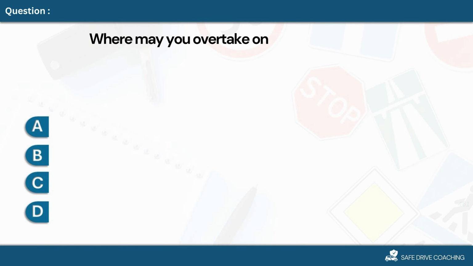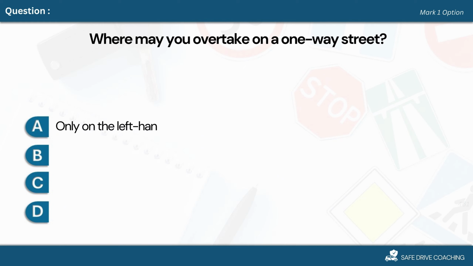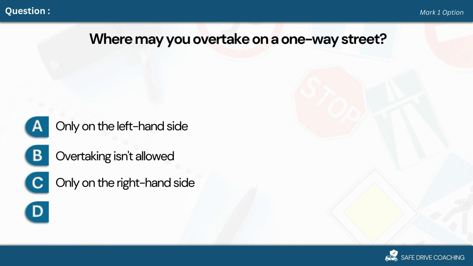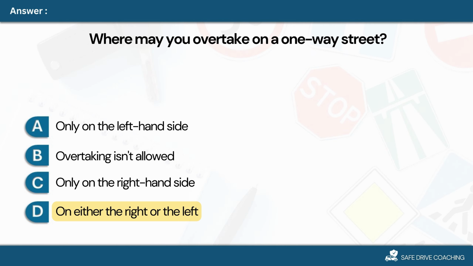Where may you overtake on a one-way street? A. Only on the left-hand side. B. Overtaking isn't allowed. C. Only on the right-hand side. D. On either the right or the left. The correct answer is D. On either the right or the left.